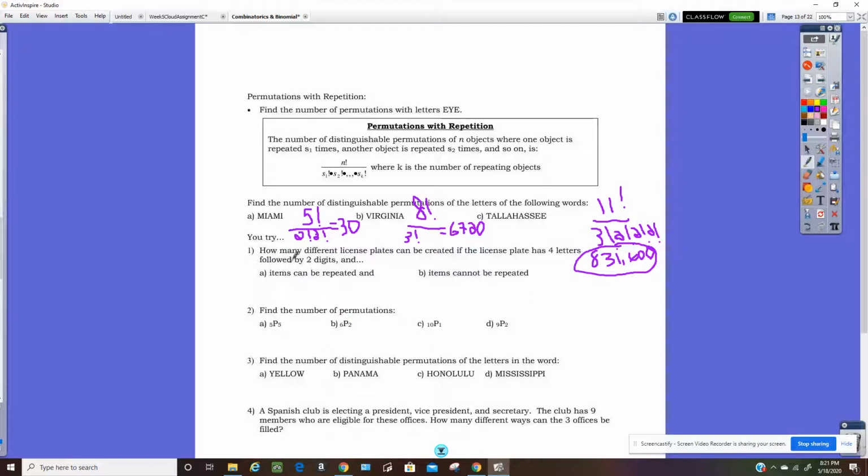So the rest of the examples on the page. How many different license plates can be created if the license plate has 4 letters followed by 2 digits, and the items can be repeated? That would be 26 times 26, so 4 letters, 26 4 times, and 10 twice, so 0 through 9.